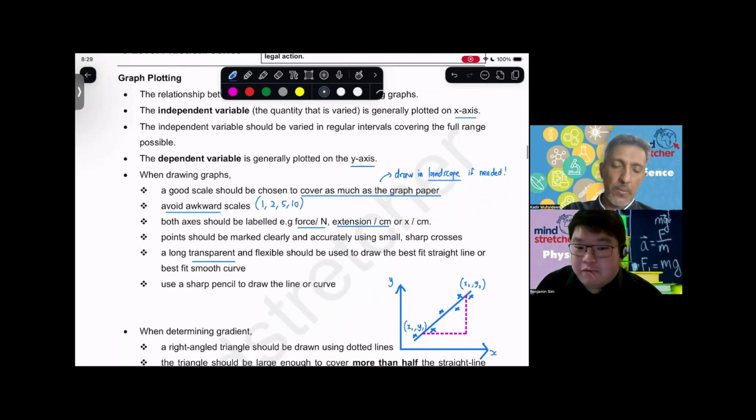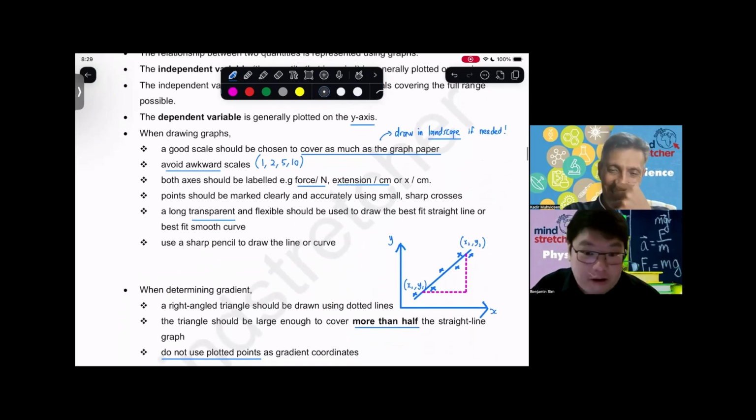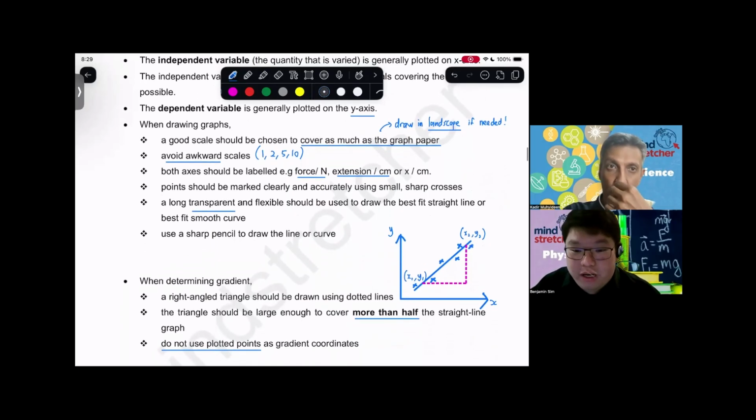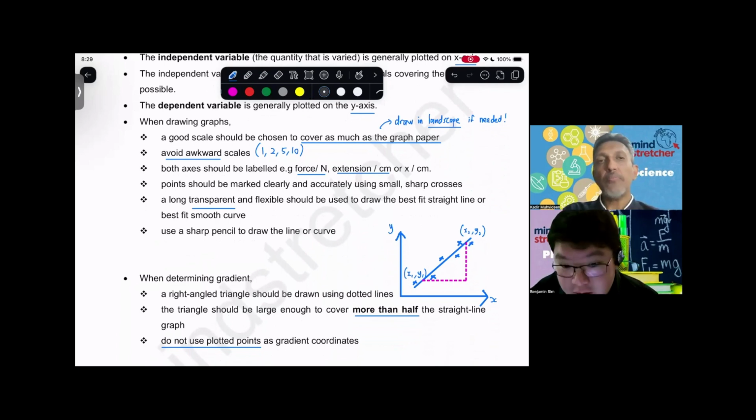Now, a few tips for when you draw your graph. Please remember to always choose a good scale and to cover as much of the graph paper as possible. I know that in schools they tend to say try to cover at least 50% of the graph paper, but I would go even further and suggest that you try to cover up to about 70 to 80% of the graph paper. Use the whole graph paper, maximize that space.